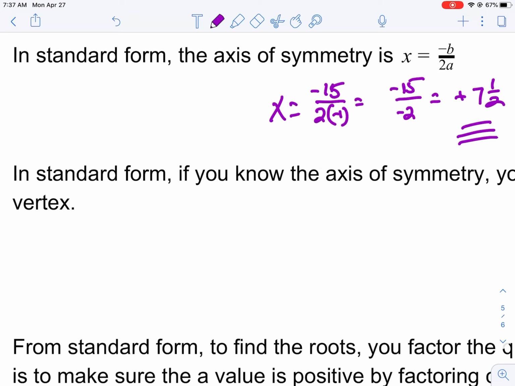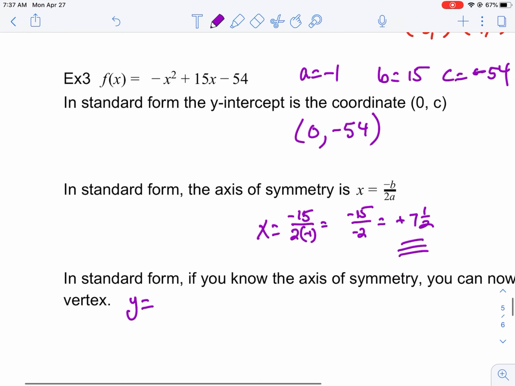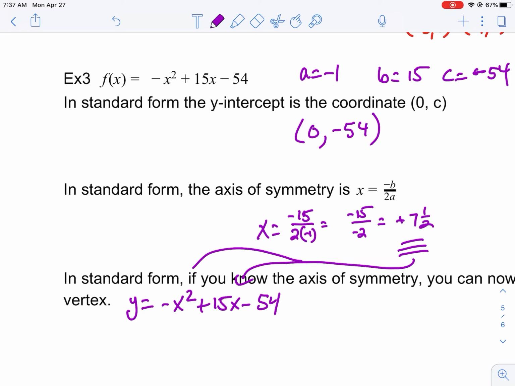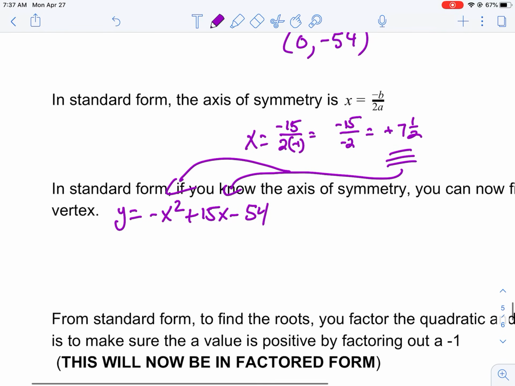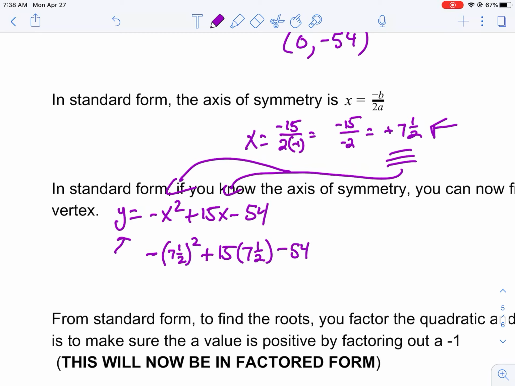We use the axis of symmetry in the function. We write y equals negative x squared plus 15x minus 54, and we substitute that in for the x's to get the x value of the vertex, so that we have an x and a y when we solve. So we have negative 7.5 squared plus 15 times 7.5 minus 54.